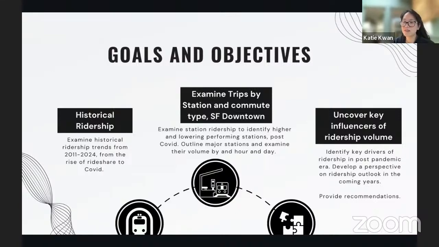All right, let's talk about the goals of this presentation. I wanted to understand a couple of things. One, what is our historical ridership? What does it look like? How has it changed in the past 13 years, especially with the launch of various ride shares?